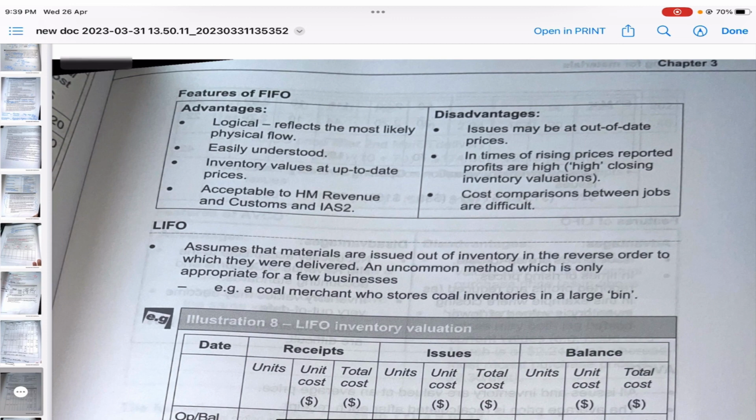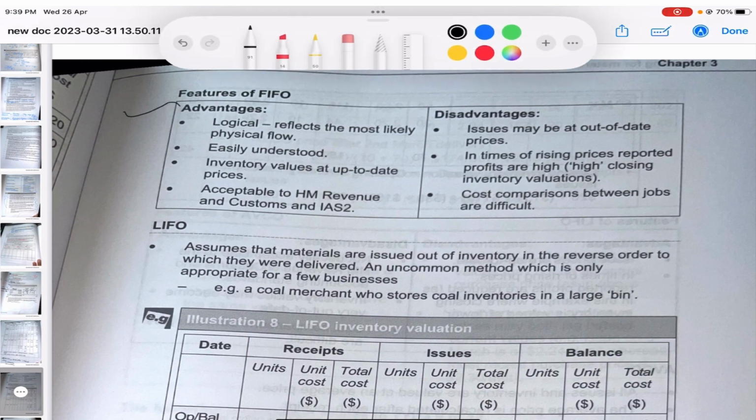What are my features of FIFO? There are advantages as well as disadvantages of using the FIFO method. First, it is logical. It reflects most likely physical flow. We usually do that, right? Whatever has come in first, we want that to go away first because we don't want it to become obsolete. Easily understood. Inventory values are at up-to-date prices.